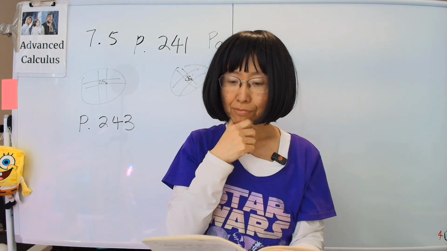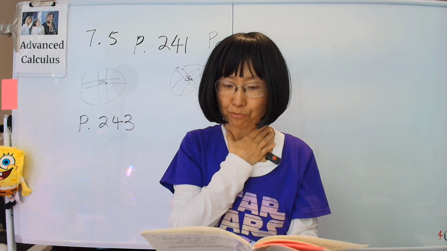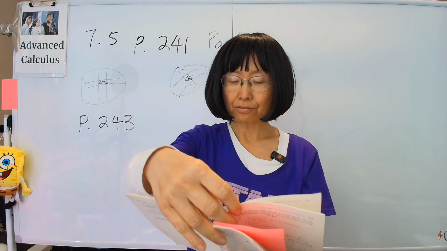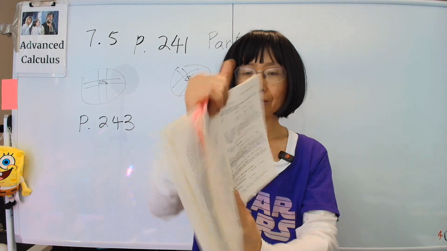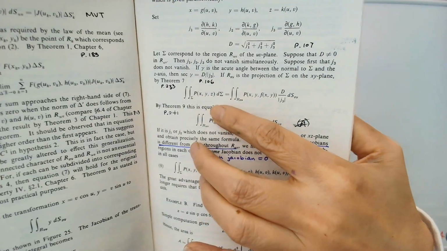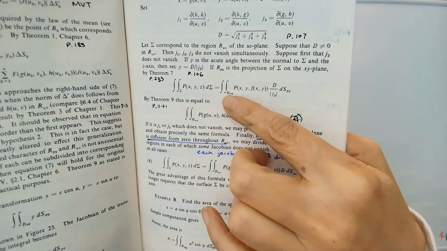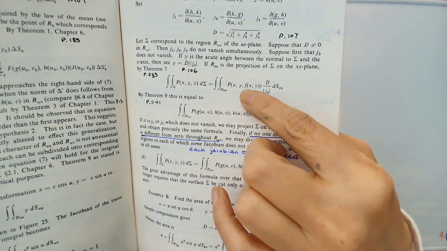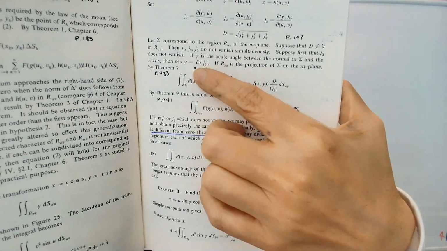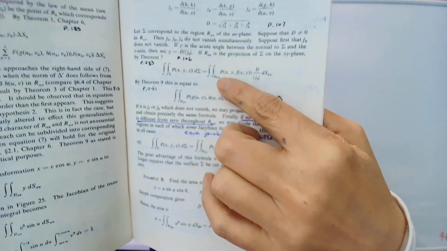Now, if Rxy is the projection of sigma on the xy plane, then by theorem 7, on page 233, this formula right here, we have that the integral of F(x,y,z) over the surface is the integral over the projection on the xy plane of all this stuff, with this part being the secant gamma. That directly follows theorem 7.